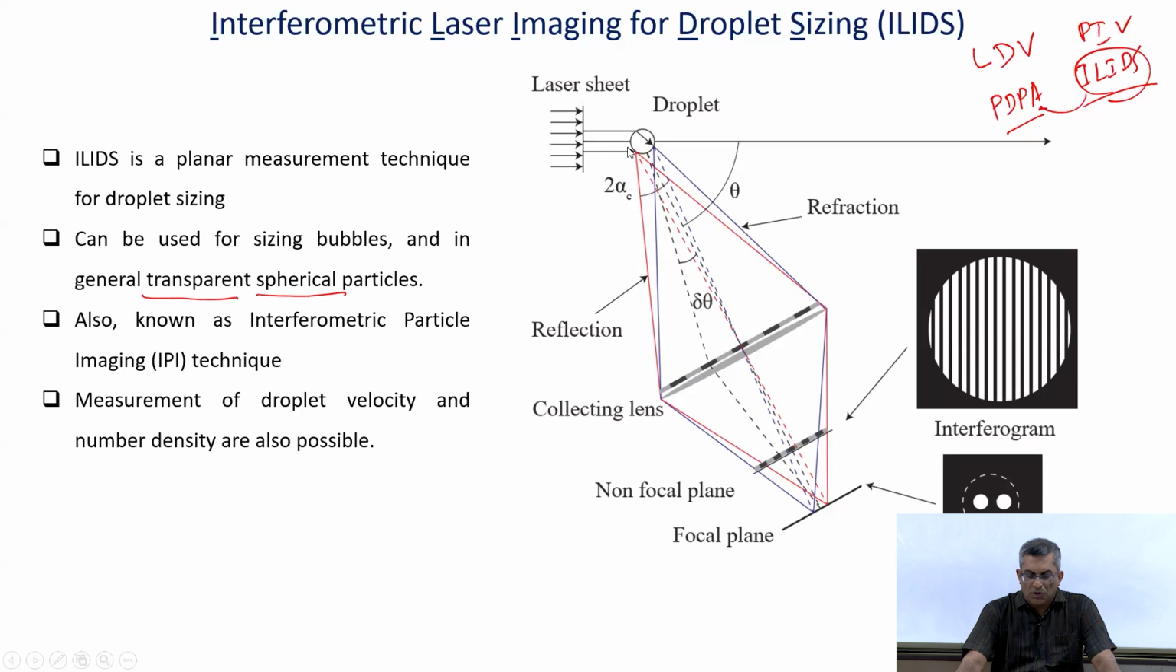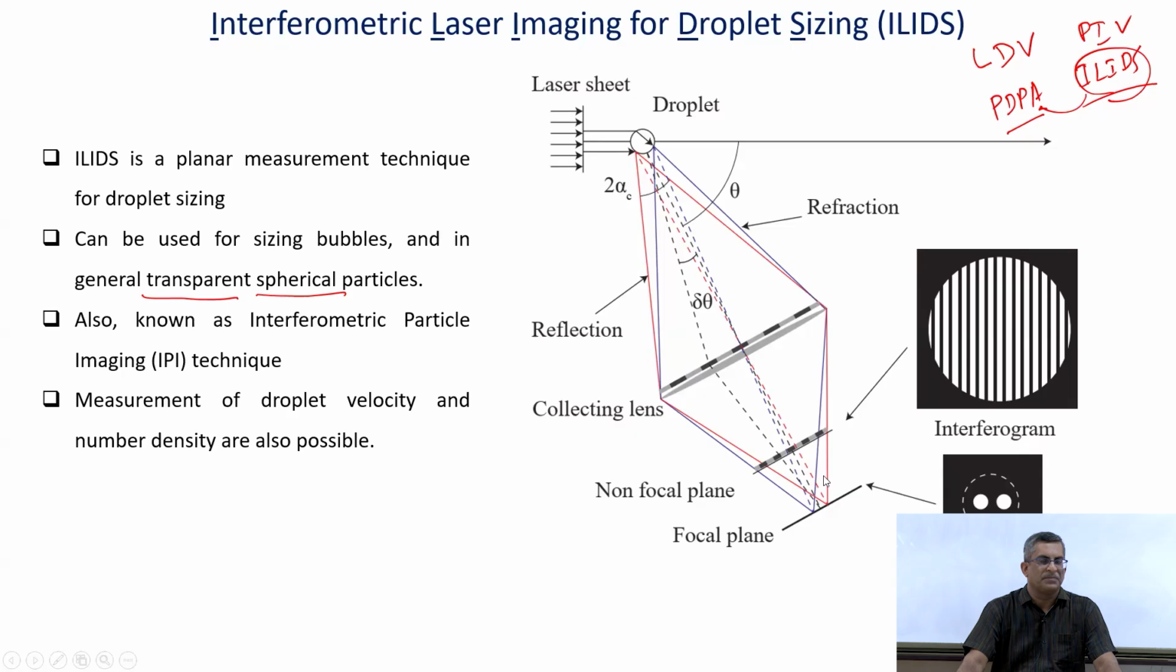So each droplet is imaged as a set of glare points, or a pair of glare points. However, you see that here we are imaging at a particular angle. So this is also important in this technique. So what is happening here actually?